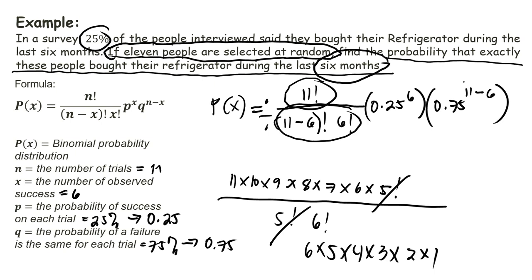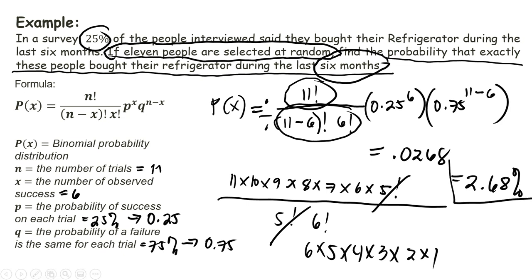So, what will be our final answer? So, final answer po natin, we have 0.0268 and then multiply it to 100. That is 2.68%. And that will be the final answer. That is the probability that exactly these people brought the refrigerator during the last 6 months. Okay?